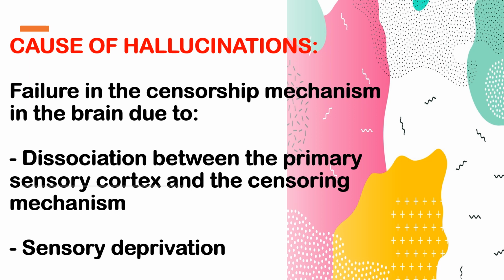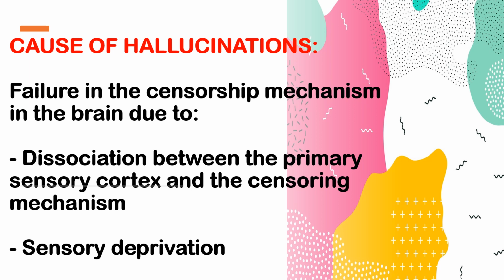What are the causes of hallucinations? First is the failure in the censorship mechanism in the brain. It is postulated that there is a censorship mechanism in the brain which actively excludes from the consciousness the majority of information that we receive through our senses. Think of it as a filter. Not all of the information that you receive through the senses will reach your consciousness. You are not going to be aware of a lot of this information because the brain is selective. But when the primary sensory cortex, which is the part of the brain that is responsible for processing sensory inputs, gets dissociated from the censoring mechanism, then this mechanism fails.